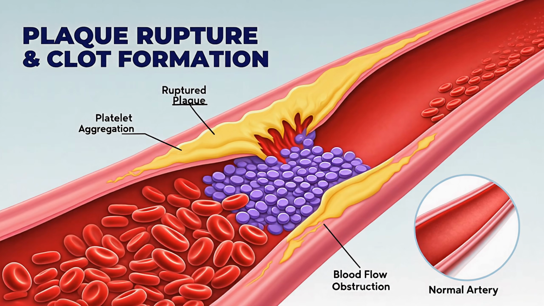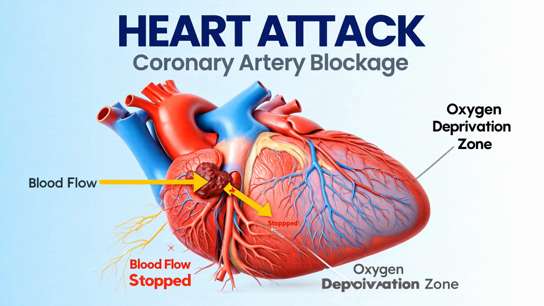The body reacts to this exposure as if a blood vessel has been injured. Platelets, which are small cells involved in clotting, rapidly gather at the site. A blood clot begins to form. If that clot grows large enough, it can suddenly block the artery. When that happens in a coronary artery, the heart muscle supplied by that vessel loses its oxygen supply. That is the moment a heart attack occurs.